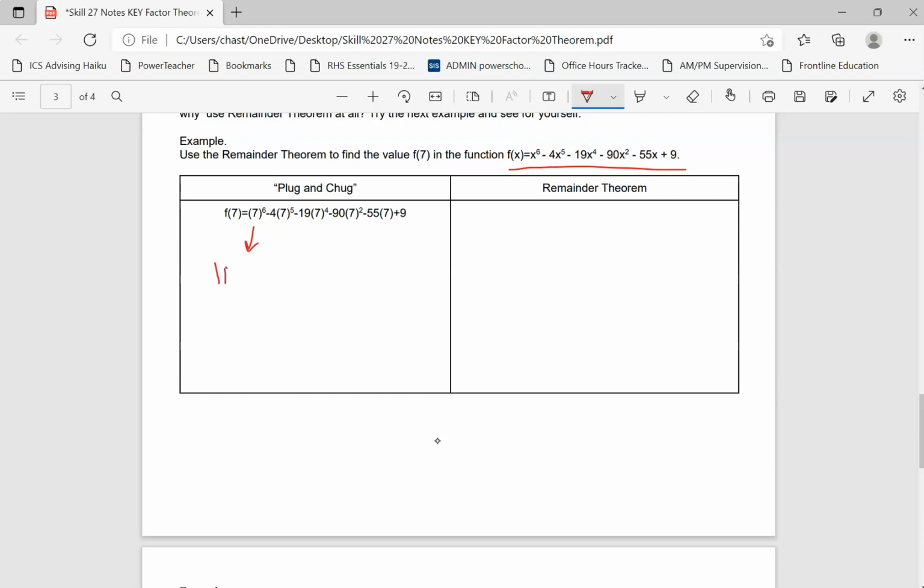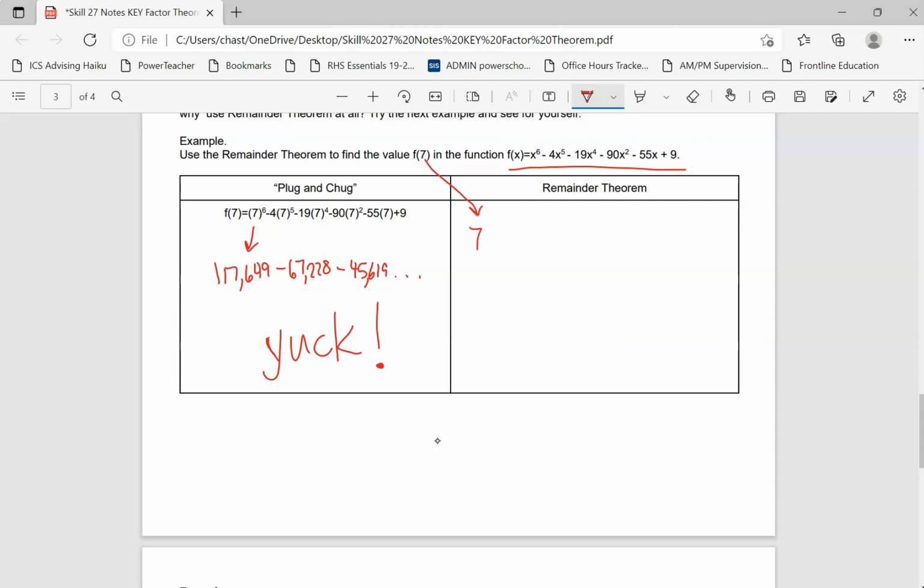That term alone is 117,649. If I take 7 to the 5th and then multiply that by 4, we're going to get 67,228. And if we do 7 to the 4th and multiply that by 19, we get minus 45,619. That's not fun, and I'm not going to keep doing that because there's a lot of room for mistakes. So instead, we are going to use the remainder theorem.